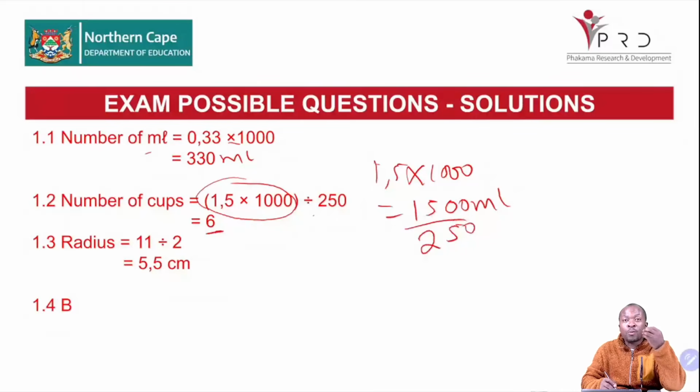Okay. Because we are finding the radius, it means we divide the diameter by 2. That is why we have the answer as 5,5.